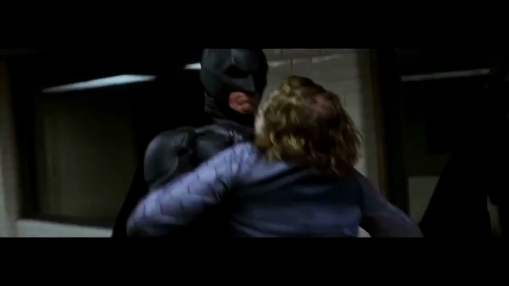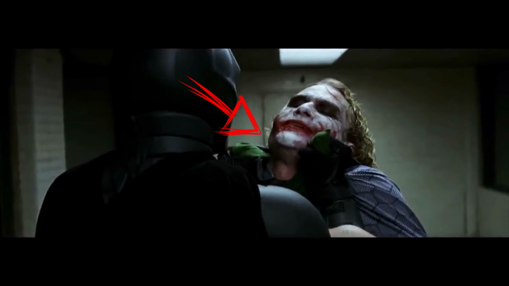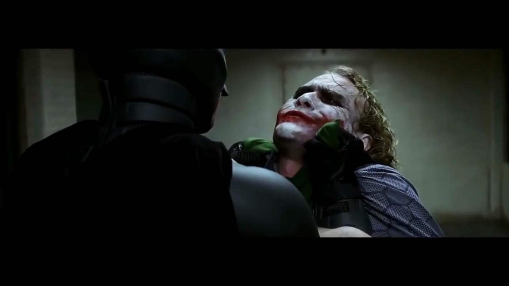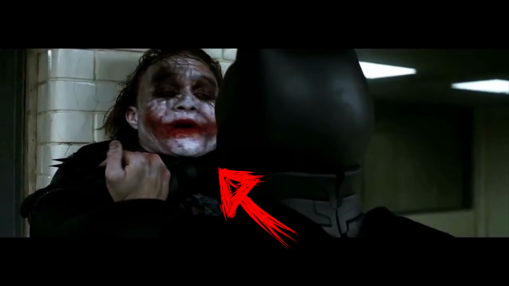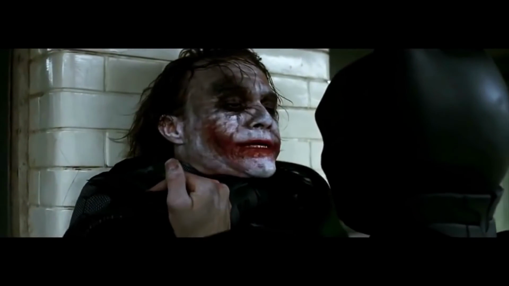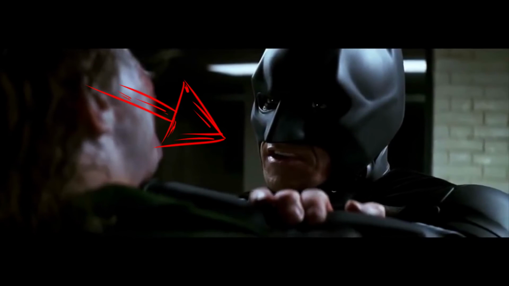This is where we see the angle start to change. A Batman at an extreme low, the Joker on a high angle. But Nolan does something really subtle here. As Batman lifts the Joker up to the wall, we see we're now looking up at the Joker with a low angle on the Joker, and we're looking down on Batman at a high angle on Batman.